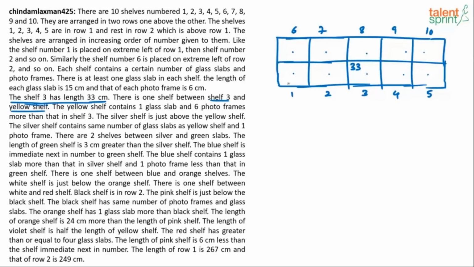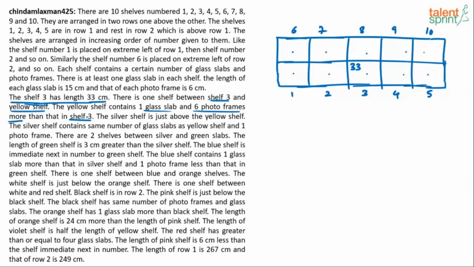So yellow can either come in number 1 or in number 5. Yes or no? Between 3 and yellow, there should be one shelf. So yellow is either 1 or 5. The yellow shelf contains one glass slab and 6 photo frames more than those available in shelf 3.